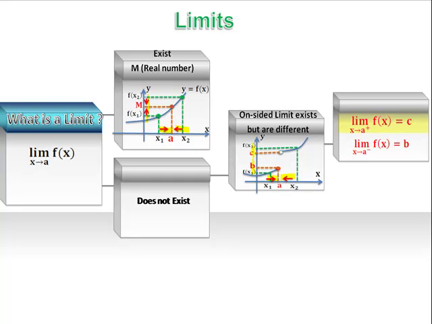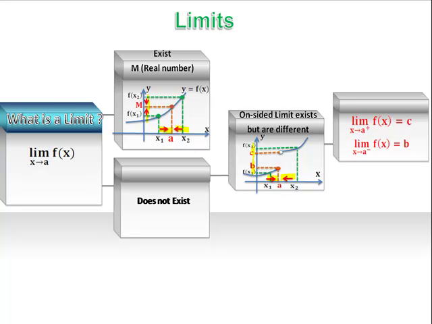That means the limit when x approaching a from right for the function f of x is equal to c, and the limit when x approaching a from left for f of x is equal to the value p, where p is not equal to c. That's why we say that the limit does not exist.